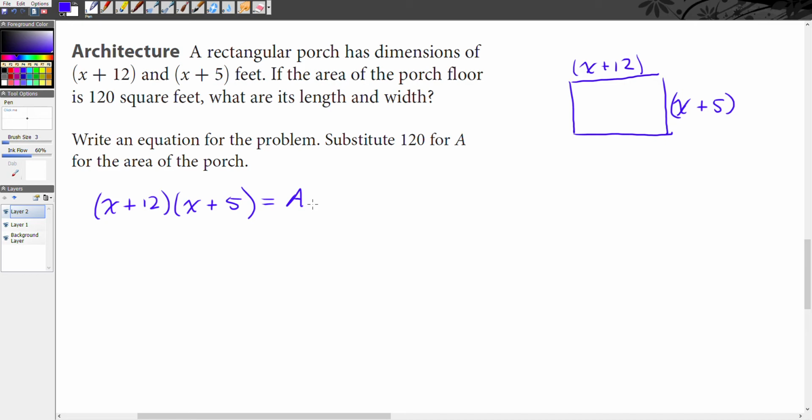Okay, so let's go ahead and FOIL. So we say x times x, that's x squared. X times 5, that's 5x. 12 times x, that's 12x. And 12 times 5, that's 60. And that equals our area, A. Well, now we know that the area, A, is 120. So let's go ahead and take this A and substitute 120 for A.